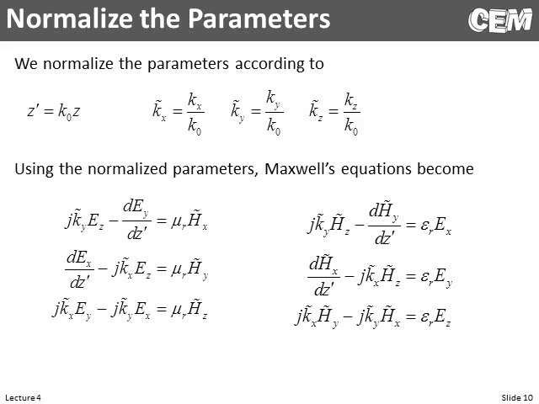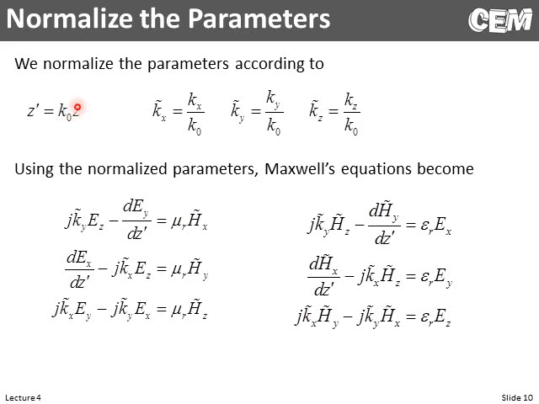So remember our 3 golden rules. We want to normalize, and if we think we've normalized too much, we're going to normalize more anyway. So we're doing 2 different normalizations here. One is for the z coordinate. We're going to multiply k0 times z. Remember, k0 is the free space wave number. It's 2 pi over the wavelength.